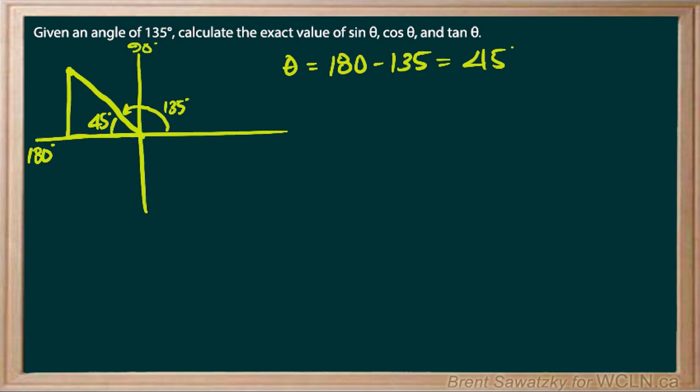One thing we do know about 45 degrees is that it's halfway in between. So for every one we move over, we go up one. In this case, we're going left, so we know that the x value is negative. The y value is positive, so everything's good there.